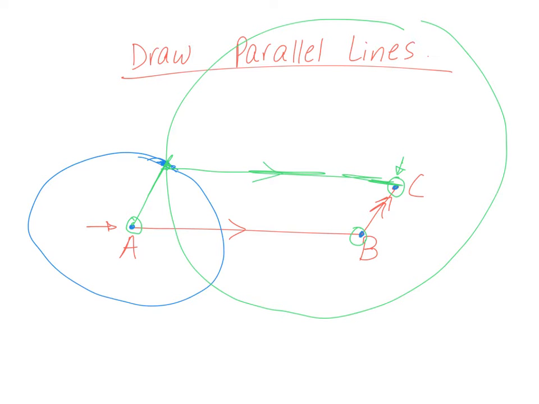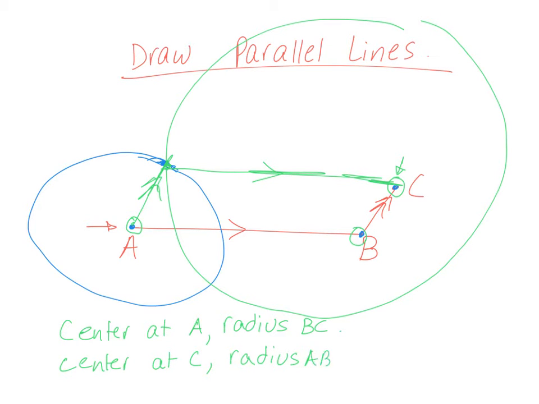So what are our steps? Center at A, radius BC, the opposite side, and then center at C, radius AB. And then the point of intersection is D, and you join all your points and you'll get your parallelogram.